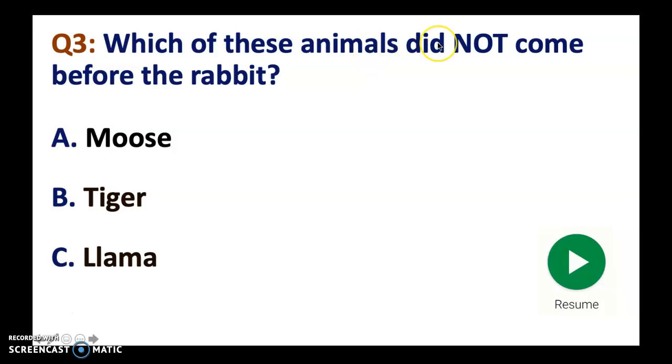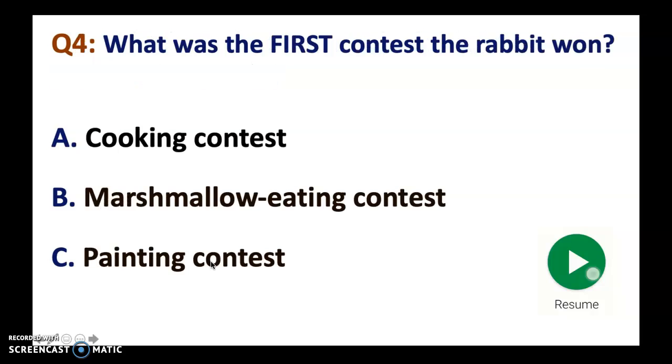Which of these animals did not come before the rabbit? A moose, a tiger, a llama. Question 4. What was the first contest the rabbit won? Cooking contest, a marshmallow eating contest, or a painting contest?